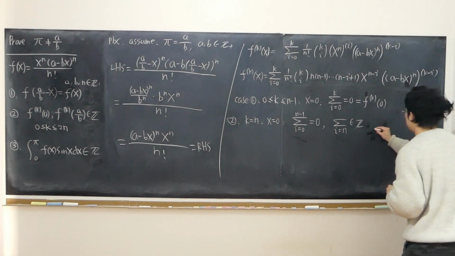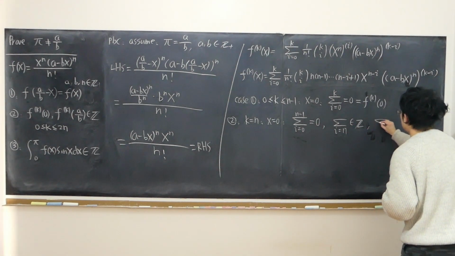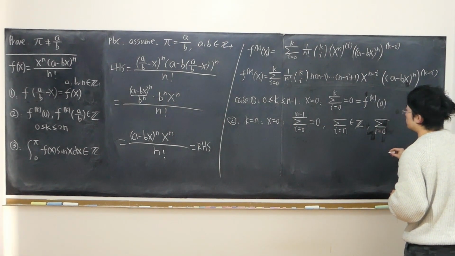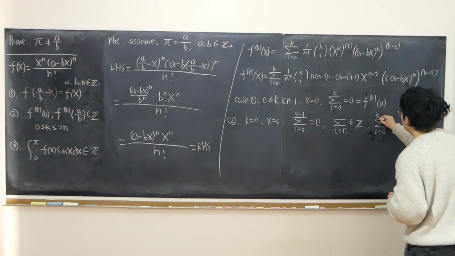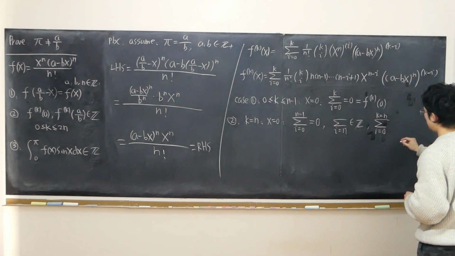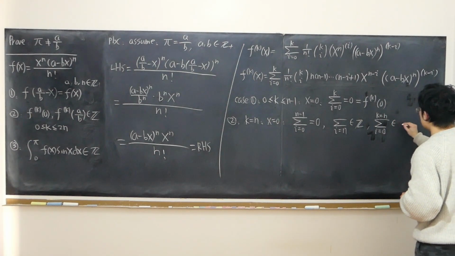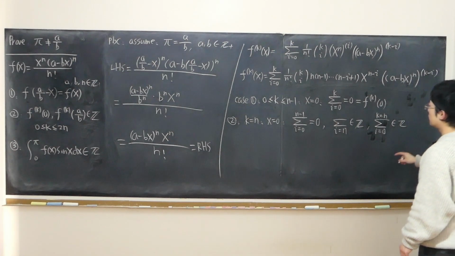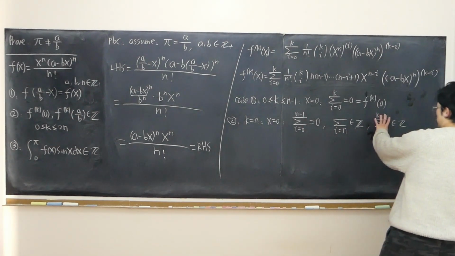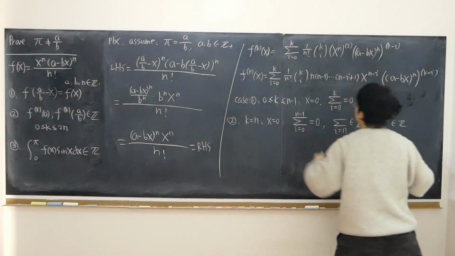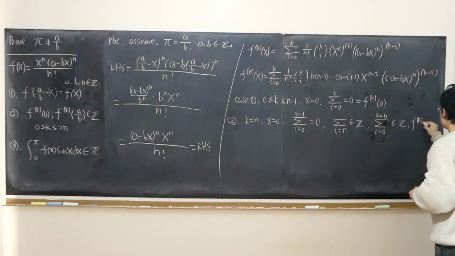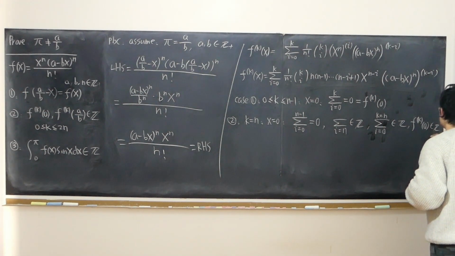So all in all, altogether, the sum from 0 all the way up to k, right? That is n, is indeed some integer. In other words, that is also equal to the left-hand side when the kth order derivative at 0 is really some integer.